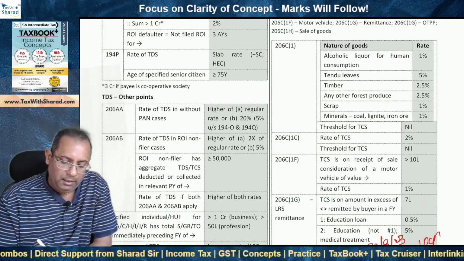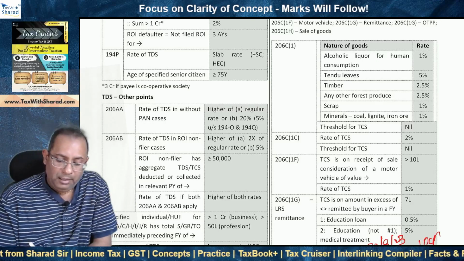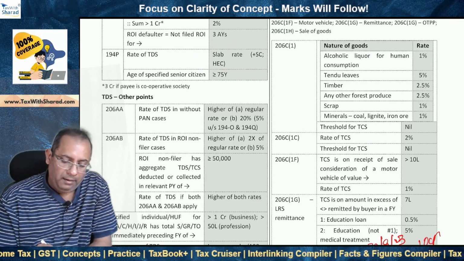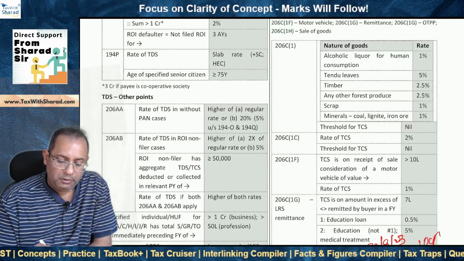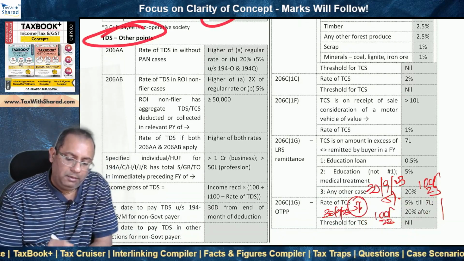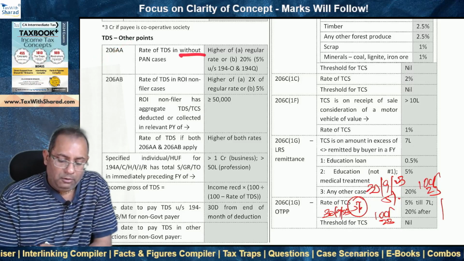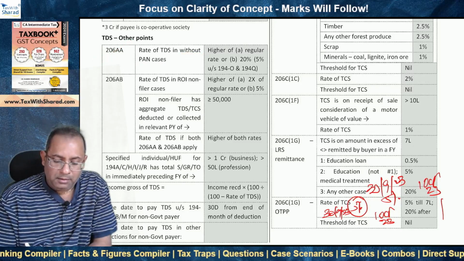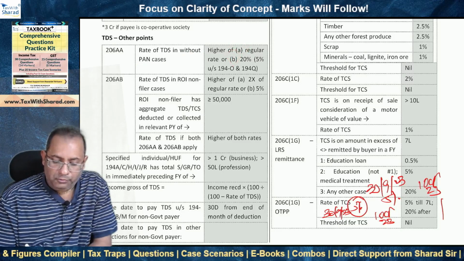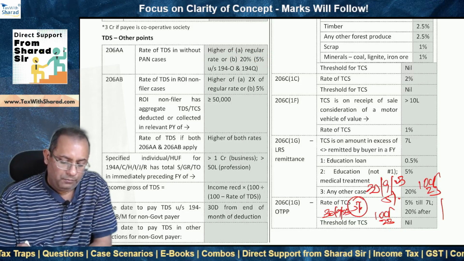194P applies in the case of a specified senior citizen and the rate is the same as under 192 for salary, which is basically the slab rate, and then we add surcharge and HEC. And for 194P, the age of a specified senior citizen should be 75 years or more. TDS, some other points. 206AA prescribes a higher rate of TDS in without PAN cases, and in such case, the rate is higher of regular rate or 20%. This 20% is 5% under section 194O and 194Q.